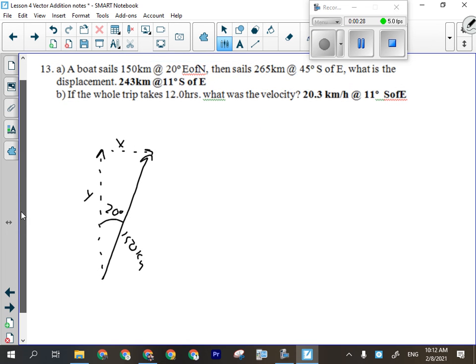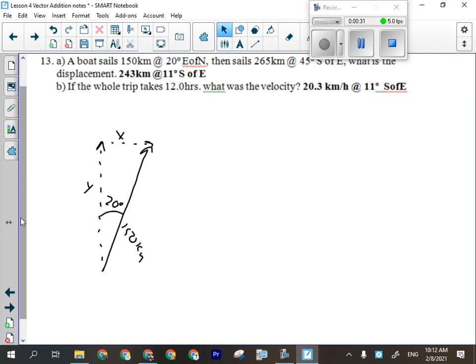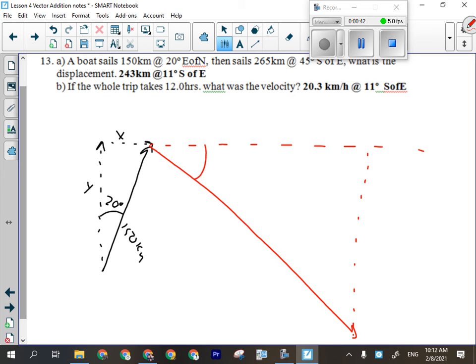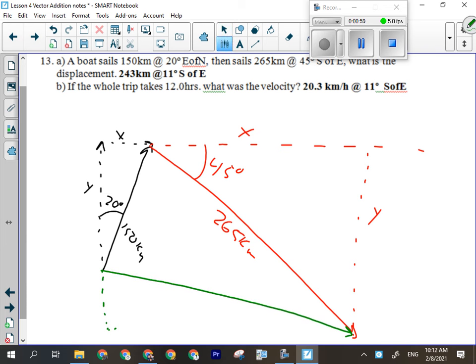Okay, and then we had the 265 at 45 degrees south of east. So there's east, okay? 45 degrees south of east would look something like that. Okay, and this will be our x, and this will be our y. Okay, and our resultant is going to go this way, and it'll have a triangle that looks like that.